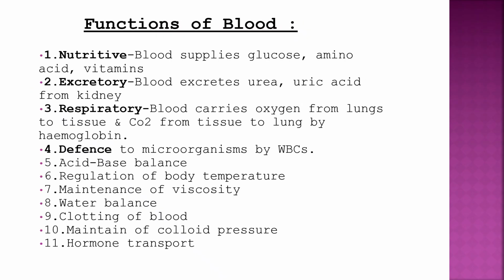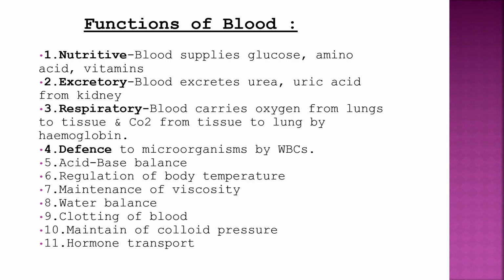Now we will see the functions of blood. The main function of blood is nutritive in nature. Blood supplies glucose, amino acids, vitamins from the digestive system to all parts of the body. Then excretory function. It excretes urea, uric acid, unwanted substances and water through the kidney. So that is the excretory function.